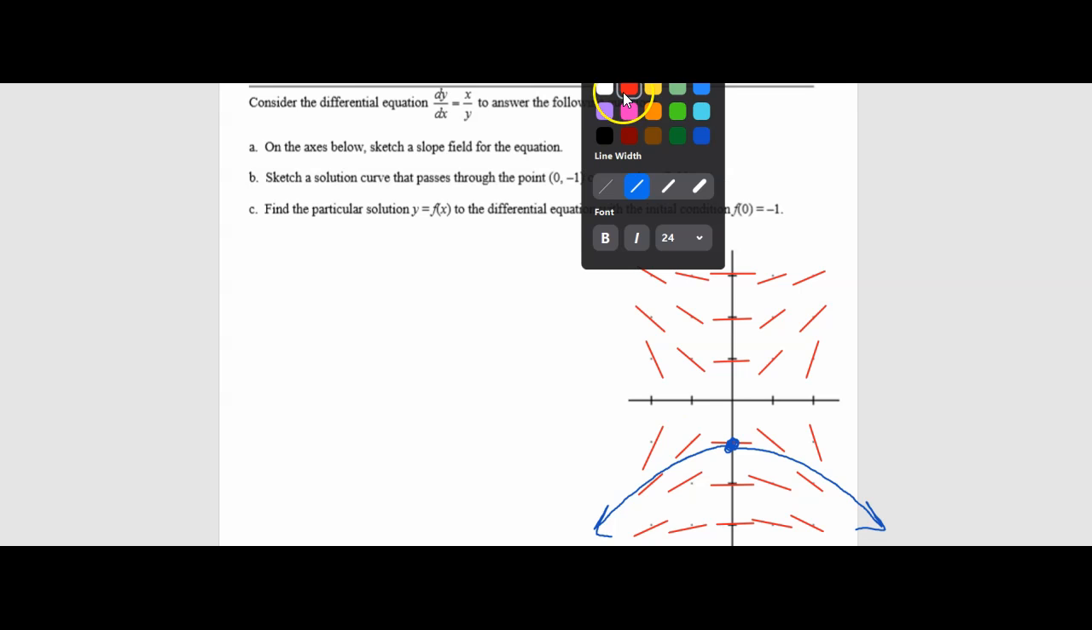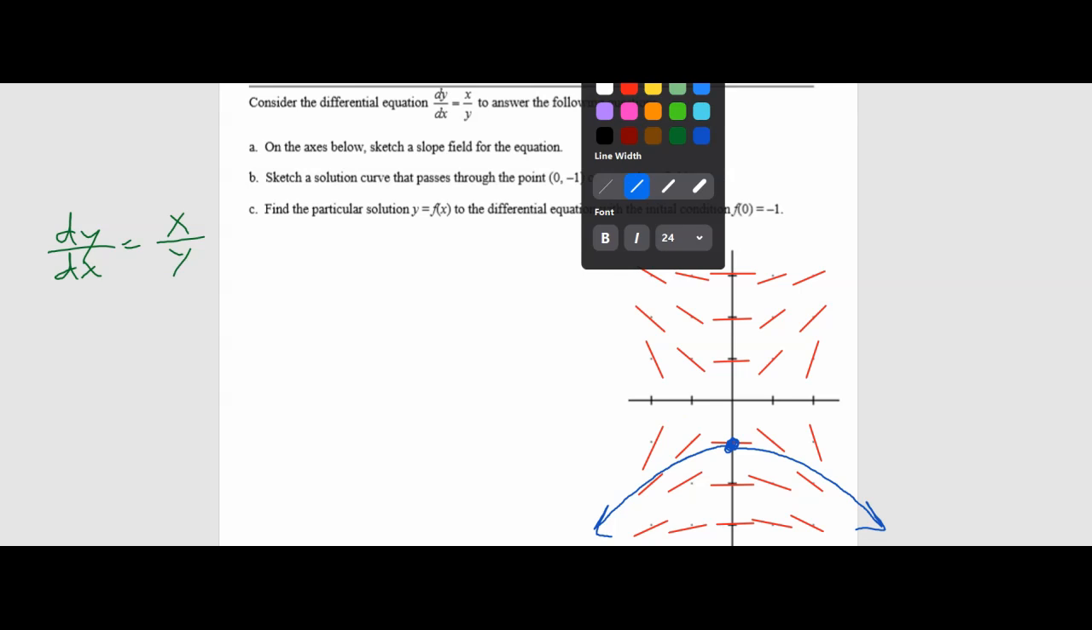Actually, if we had been given the point 0, +1, our sketch would look quite a bit different, right? It would be opening upwards rather than opening downwards. This is because, based on what your initial condition is, you may have two different functions for the solution to your differential equation, which is what we're going to look at in part C, finding that particular solution.